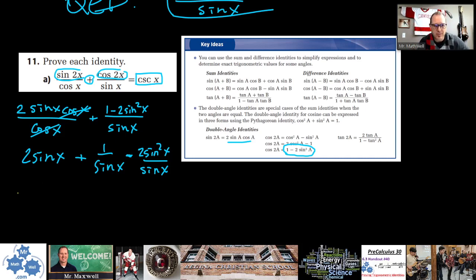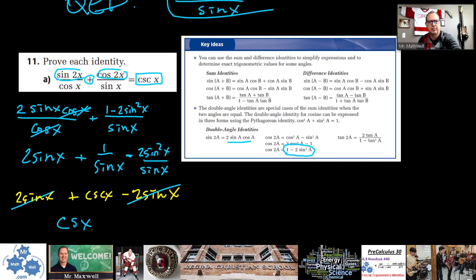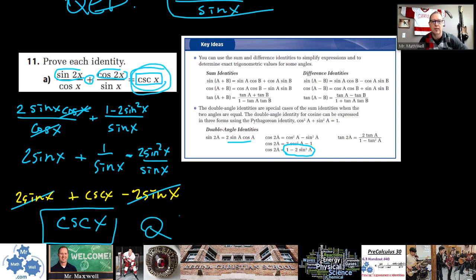What can you see, Mr. Maxwell? Well, here you go. Watch this. 2 sine x plus, I'm going to rewrite this as cosecant x, and I'm going to rewrite this as minus 2 sine x. Do you see it now? Hopefully. Positive 2 sine x minus 2 sine x, gone! Like yesterday's, I don't know what. Everything from yesterday, gone. And we have cosecant x. And that's exactly what I wanted to end up with over here. QED, we're done.